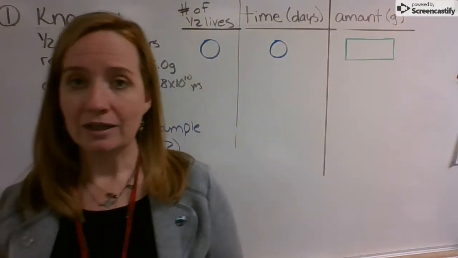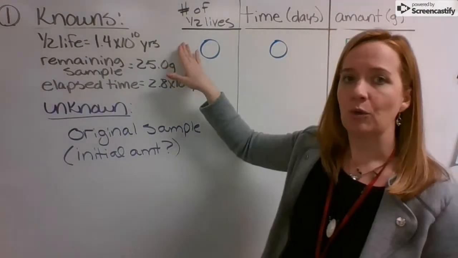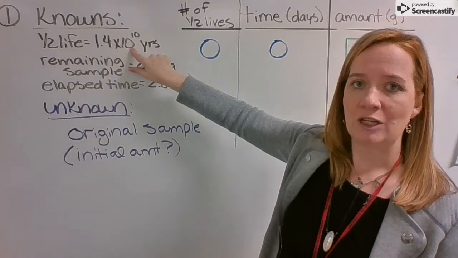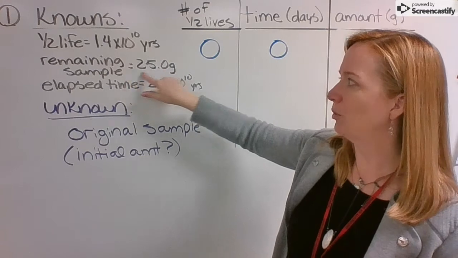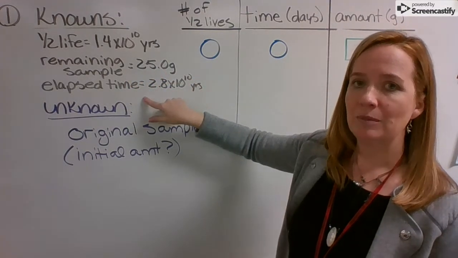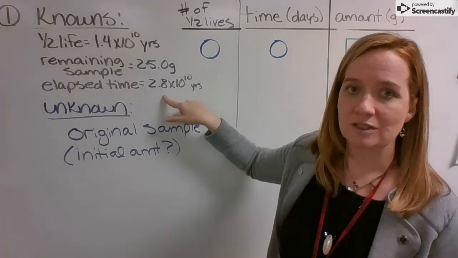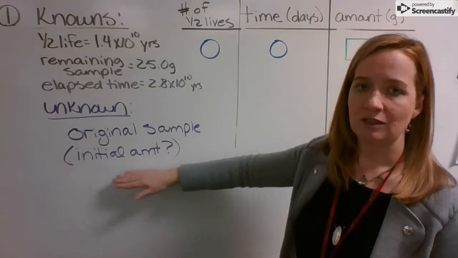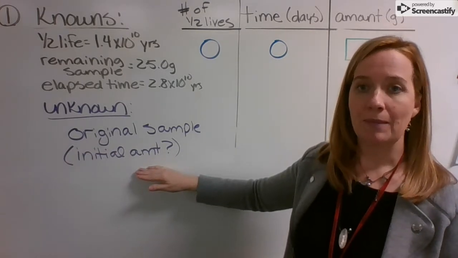So go back to stating, what do we know? We know that a half-life is 1.4 times 10 to the 10th years. We know the remaining sample is going to have 25 grams. And we know the elapsed time is 2.8 times 10 to the 10th years. Now, what is the original sample? Or in our equation, the language we used was, what is the initial amount?